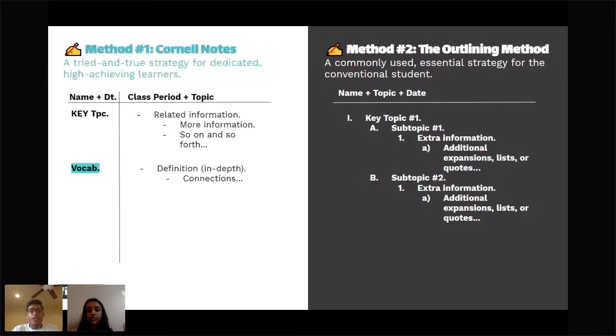Yeah, and written notes, they stick with you better. If you have the time to take written notes, make sure to go ahead and do that because it's very, very helpful.